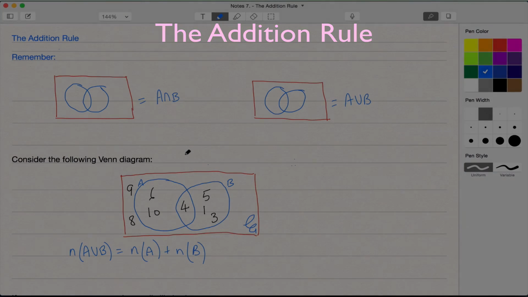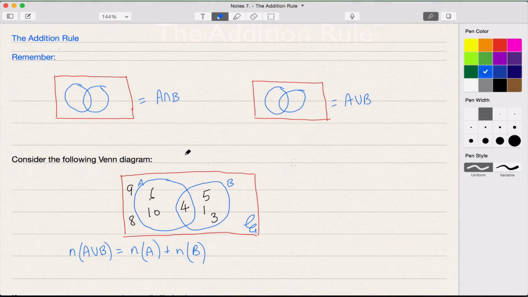And welcome to our video on the addition rule for probability.